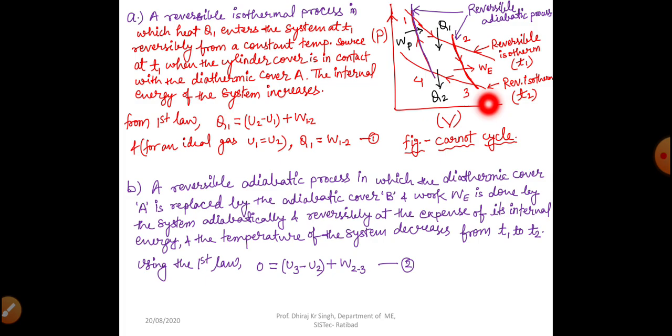Then we will move to process 3 to 4. This process 3 to 4 is a reversible isothermal process in which heat is being rejected, that Q2 heat is being rejected to the surrounding. And the last process is 4 to 1. This is also known as reversible adiabatic process and adiabatic compression process, in which we can see work is done upon the system or work is done on the system. So that is denoted by WP.